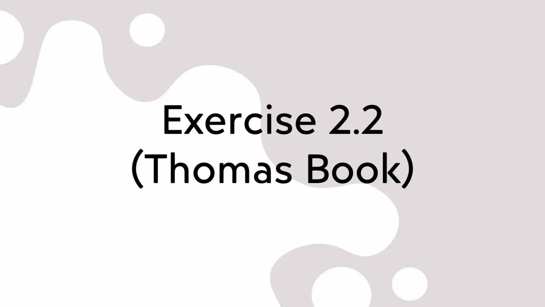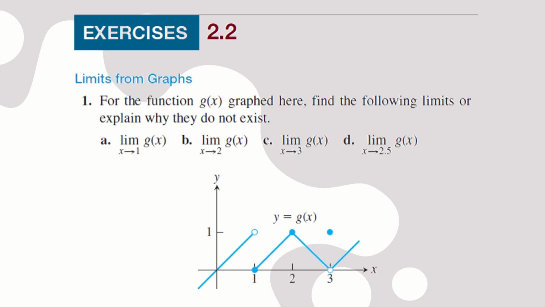Okay, so let me discuss some questions, or a few questions, from exercise 2.2 of the Thomas Finney book. Right, the first questions are about the existence of limit. Question number 1: for the given function g of x, which is graphed here, we want to find whether the limit as x goes to 1 exists or doesn't exist. Similarly for x equal to 2, x equal to 3, and x equal to 2.5.